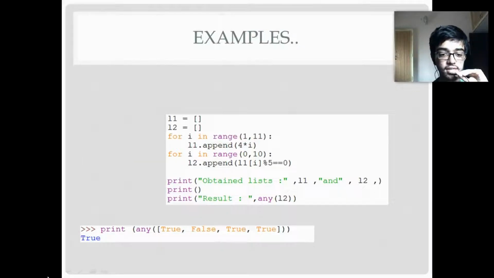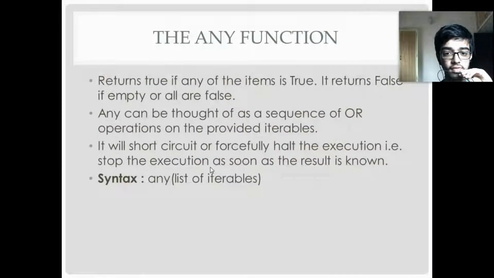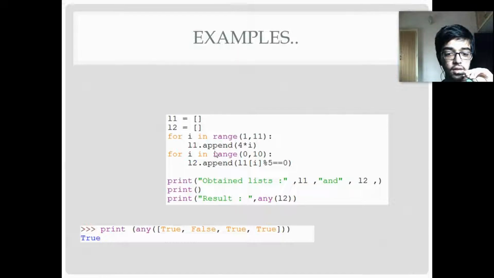Okay, so let's just see some examples. Let's just continue to where we left off. So I was just showing you some examples. Here's one: any of True, False, True, True. The majority of the iterables passed are true, so the output printed here will be True.